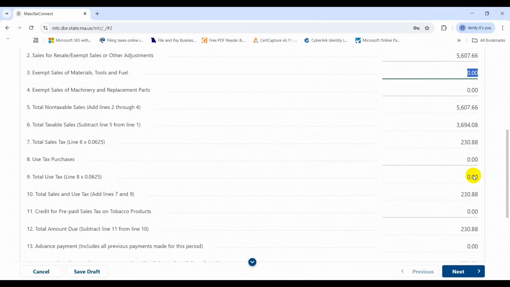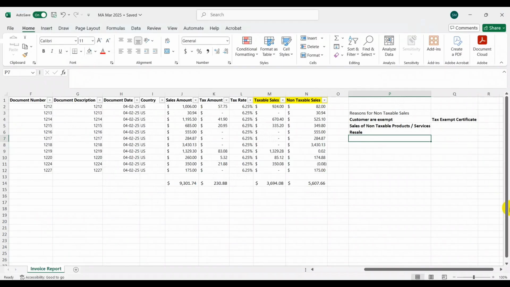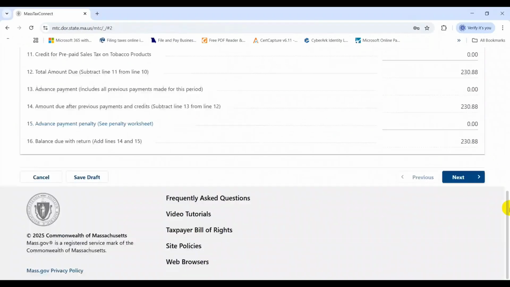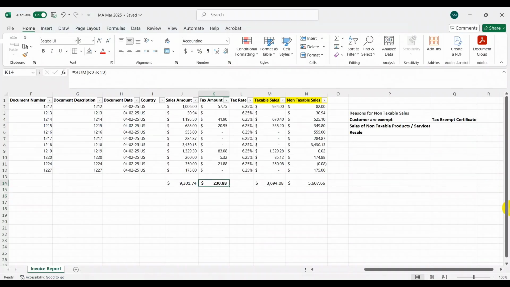So if you see here, we have the taxable sales, and then the total sales. The total tax that we got from the portal is 230.88, and this is what I have on my tax report. So again, it's always a best practice to reconcile both, the amount that you have on your report, the internal document, and the amount that you get on the tax portal.